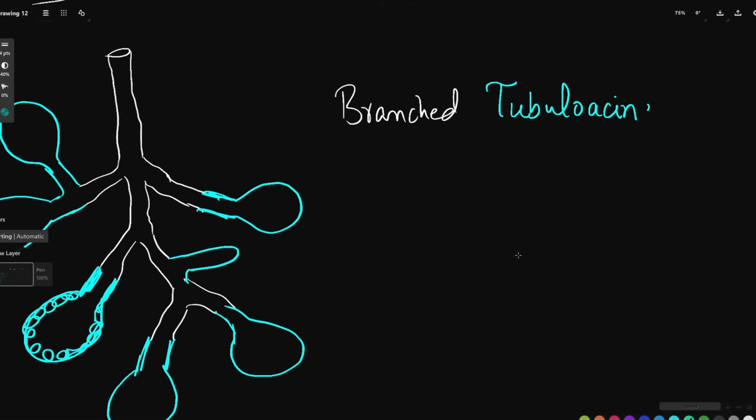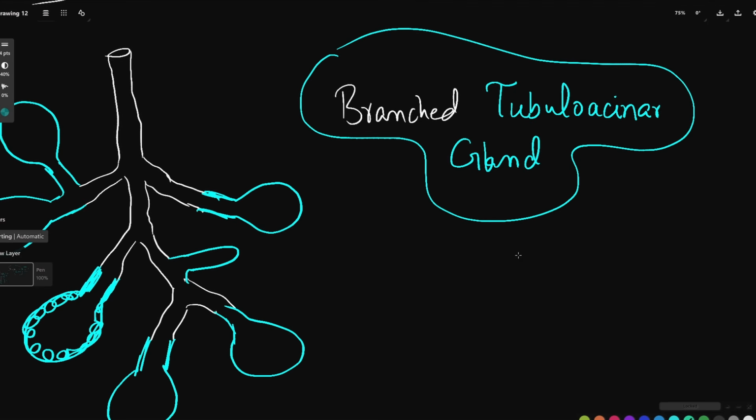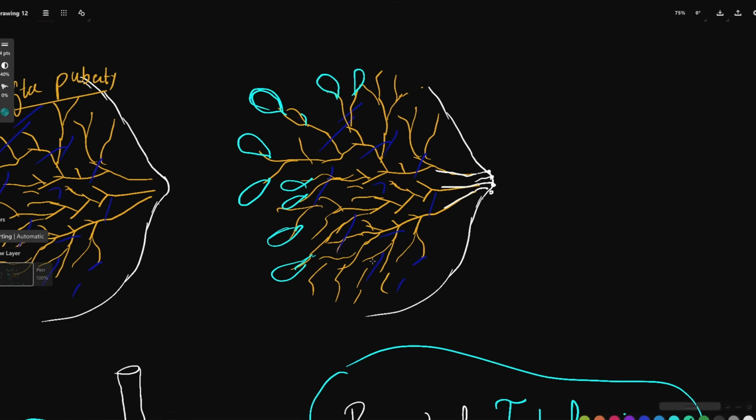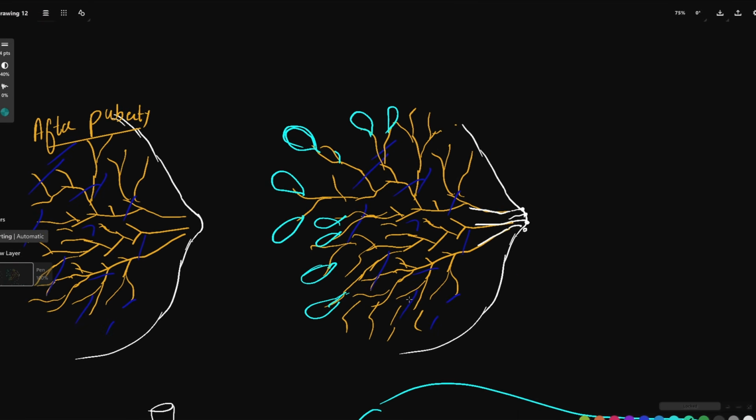So it is a branched tubulo-acinar gland, and breast does not consist of a single branched tubulo-acinar gland. Breast consists of multiple branched tubulo-acinar glands when it is fully developed and when it is ready for lactation. So it is late pregnancy and lactating period.